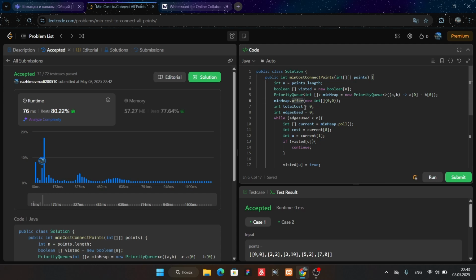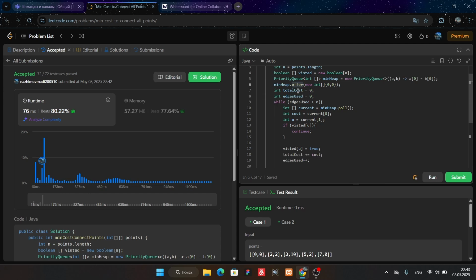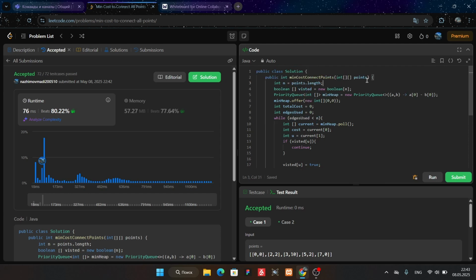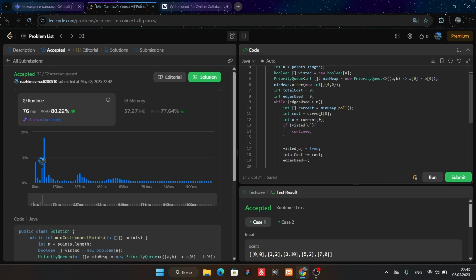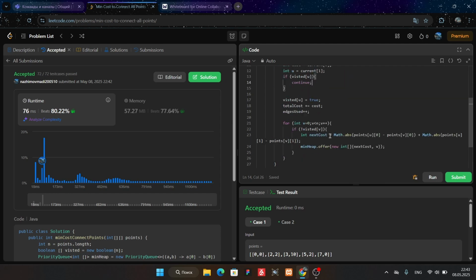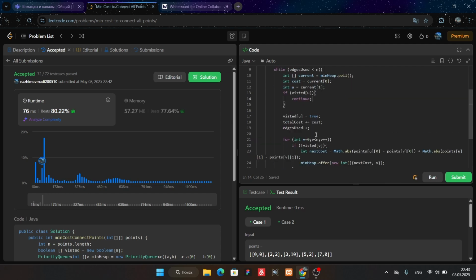it doesn't throw exceptions when it's not null. I create total cost, which is my answer, and edges used, the edges that I'm creating, and I loop while it's less than n, which is the length of points. After that I create a current array. In this current array, I store cost and u. Cost is the cost, and u is the place showing where I am.